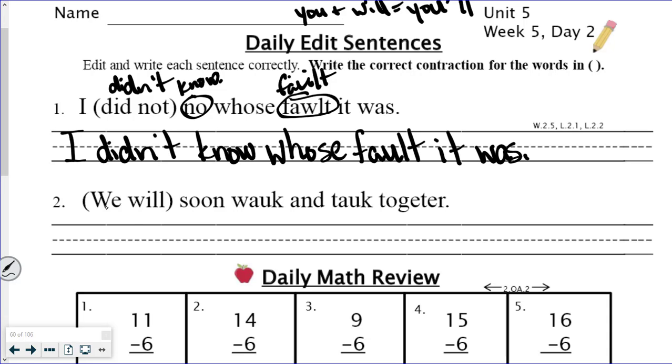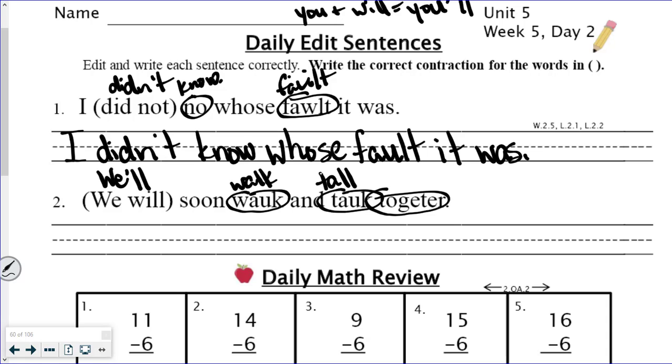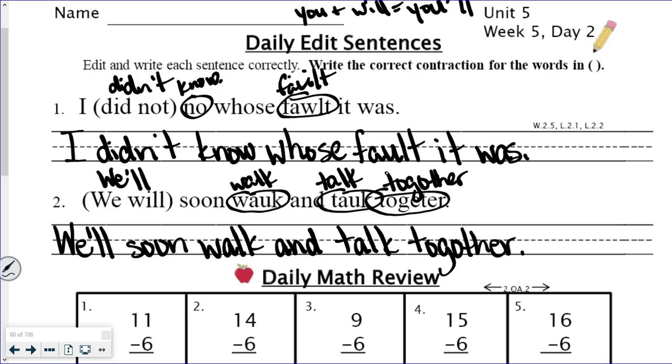Number 2, we plus will equals we'll, W-E apostrophe L-L. We'll soon walk and talk together. Are all spelled incorrectly. So walk, W-A-L-K, talk, T-A-L-K, together, T-O-G-E-T-H-E-R. I'm going to rewrite mine nice and neat on the line. Alright, number 2 looks good, and so we did our contractions, so we're all done.